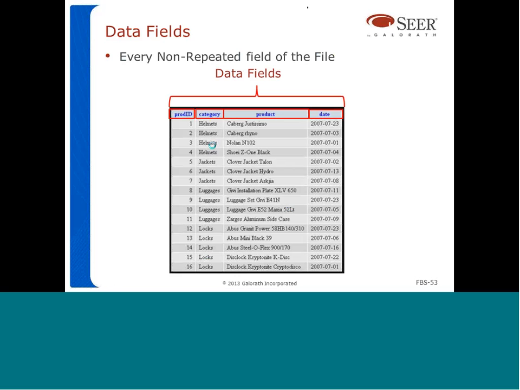Here's another example of data fields. All right, so if you have a database that holds products, so each of these correspond to fields. So the product ID, the category, the product name, and the date. All those are data fields. Remember, the data fields are used when counting the transactions, but they are also used when counting the data functions.